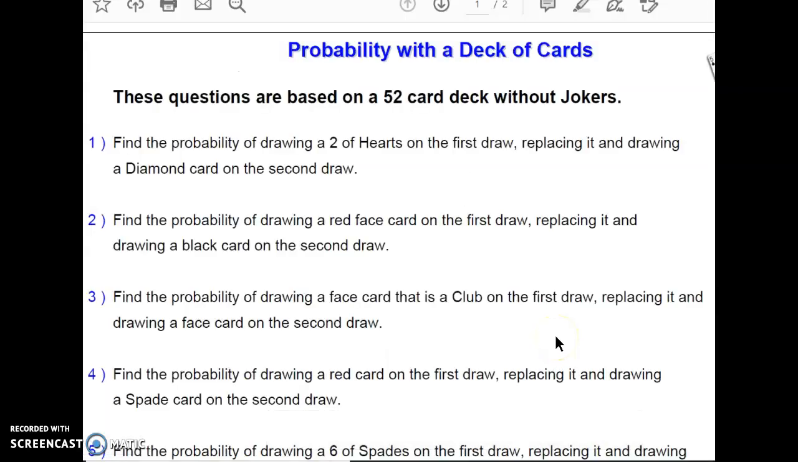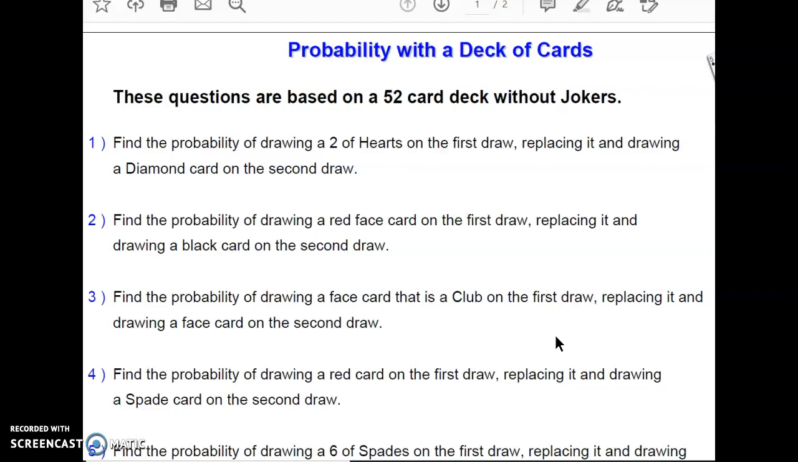These next few problems involve independent events because they draw a card, but then they put it back. The assumption is that if you've put it back, you've reshuffled the deck, you have just as much chance of getting that card as any other one. So the first one here, find the probability of drawing a 2 of hearts on the first draw. Well, there's only one 2 of hearts, so the probability of that would be 1 out of 52.